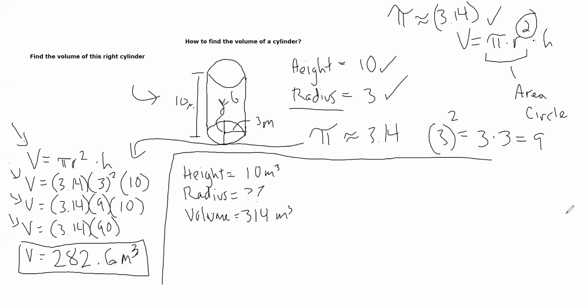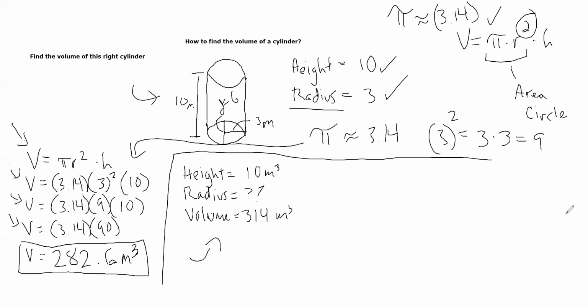Is it though? Because that's the easy problem. The harder problem would be what if they gave you, look inside here. I didn't feel like drawing another cylinder because it was very difficult to draw that one. However, I'm going to change the information. I'm going to give you the volume instead, and I'm going to ask that you figure out what the radius is.